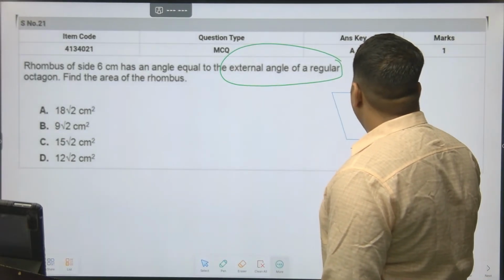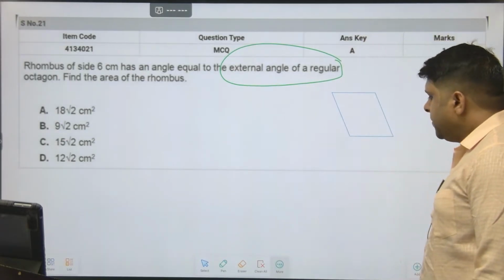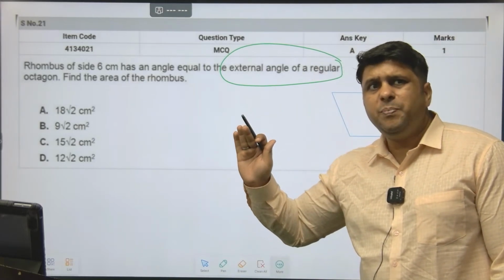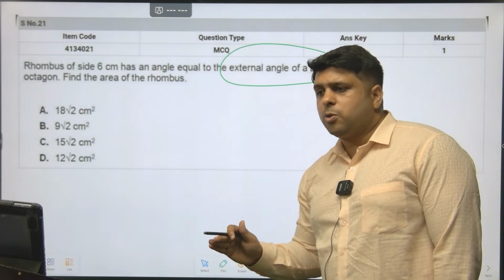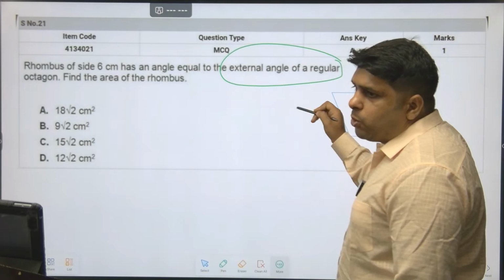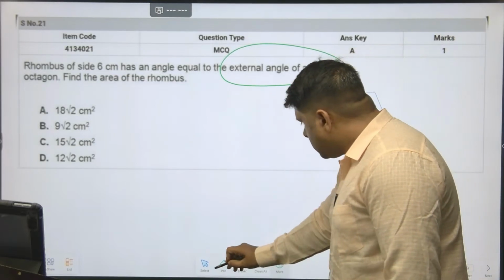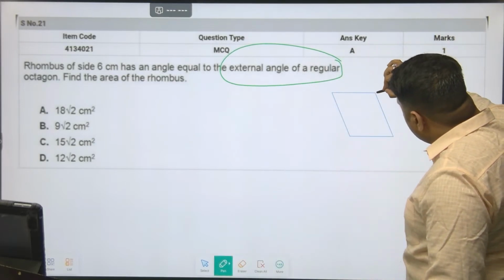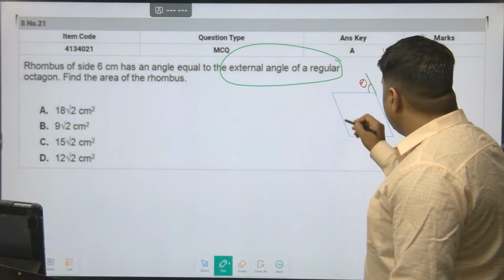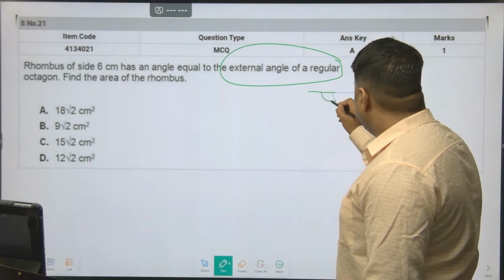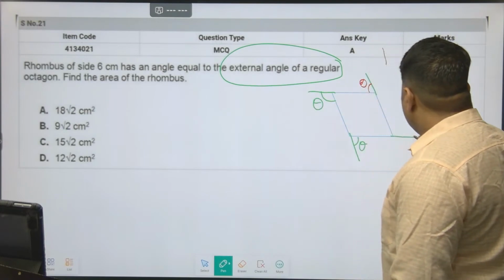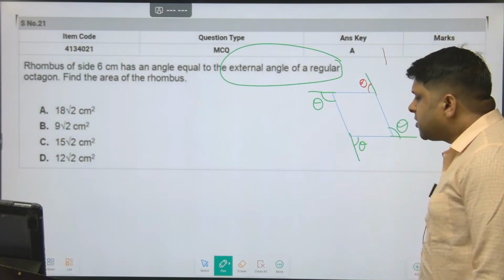So if I am having a rhombus like this, okay, now the external angles, this similar concept will be applied to your octagon also, because we have to find the angle of the octagon. Okay, because its angles are equal to the octagon one. So first try to understand what is the external angle. So if I am extending this line, this angle is my external angle theta. This angle is my external angle.